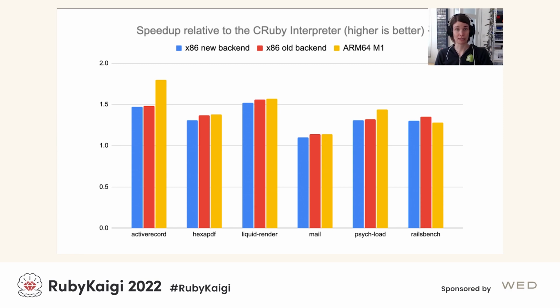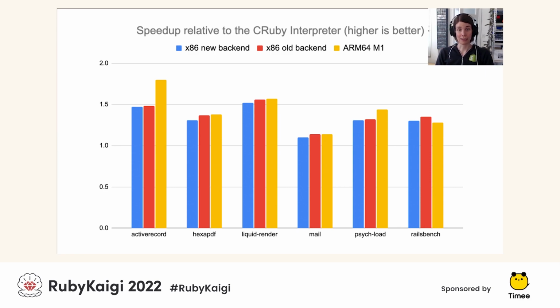The second thing to notice is that the performance of the new backend on x86 is pretty close to that of the old backend, but it's a little bit slower by a few percent. This is because the code that we're generating on x86 has a little bit of inefficiencies in it, because the new backend tries to do more things automatically, but it hasn't been fully finely tuned yet.